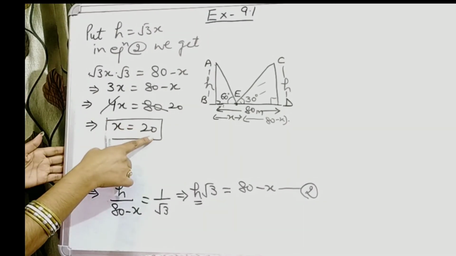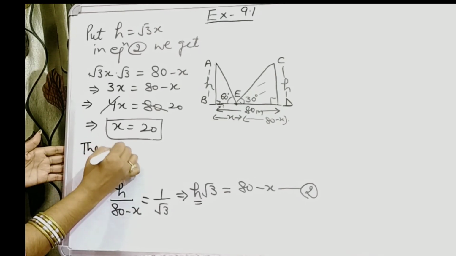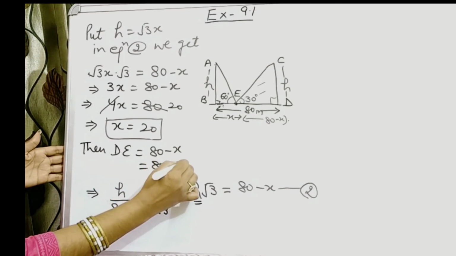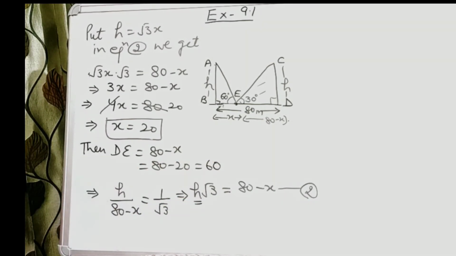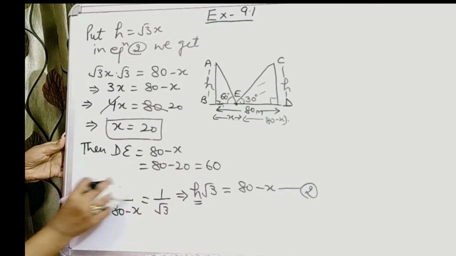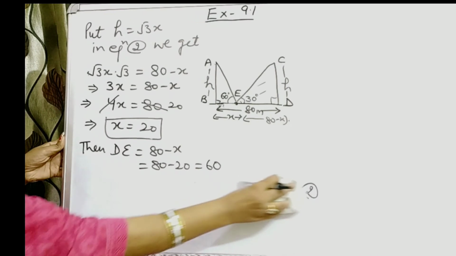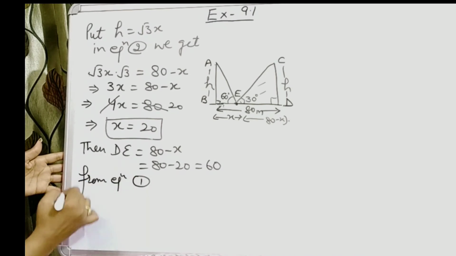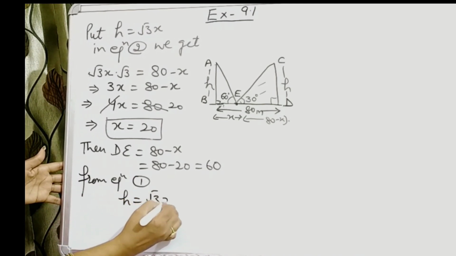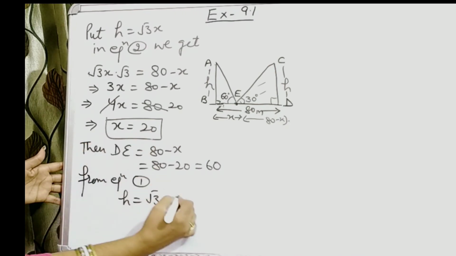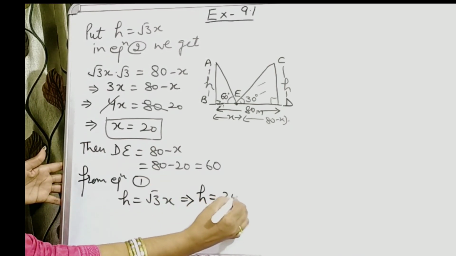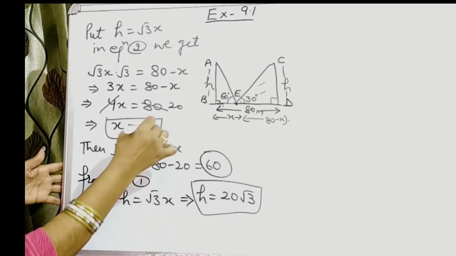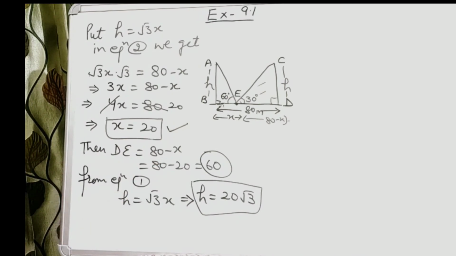Now I have the value of x with me. If x is 20, then DE is 80 minus x, that means 80 minus 20, that means 60. Now I have DE as 60 and x as 20. Now I am just left with the value of h. From equation 1, we have h equal to root 3 x, and the value of x is 20, so put that here. h will be 20 root 3. So this is our third value. This is second, this is first. So we have solved for all the values here.